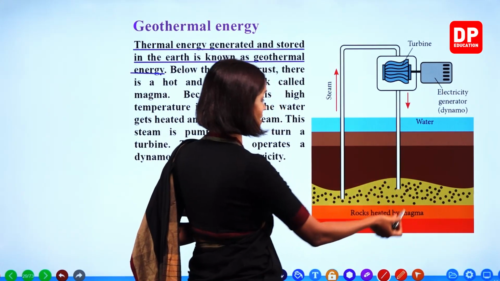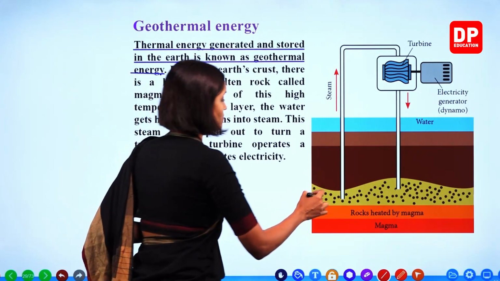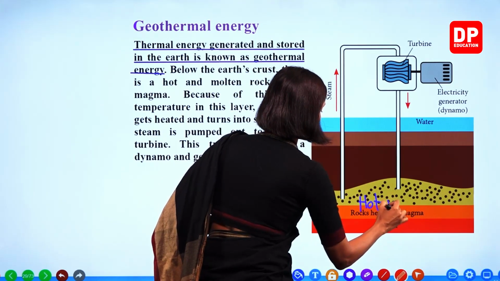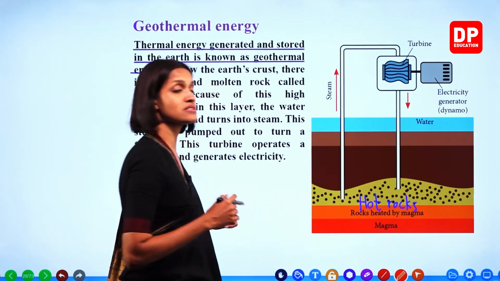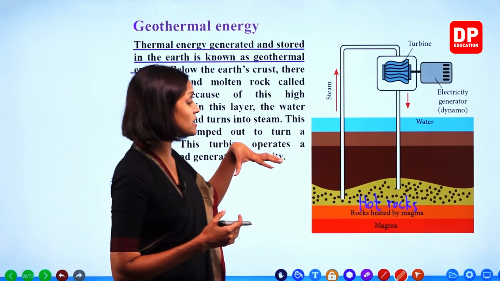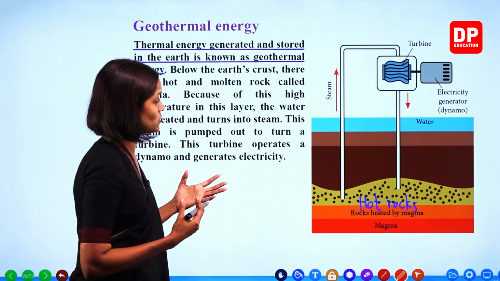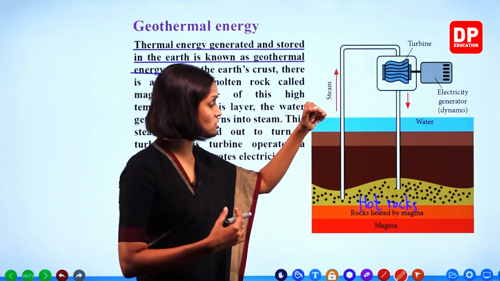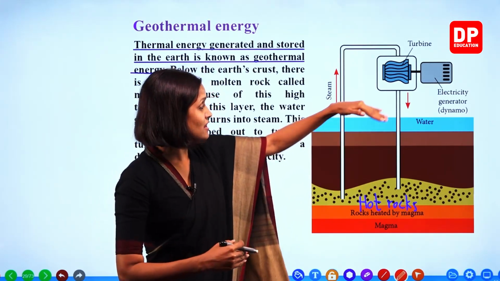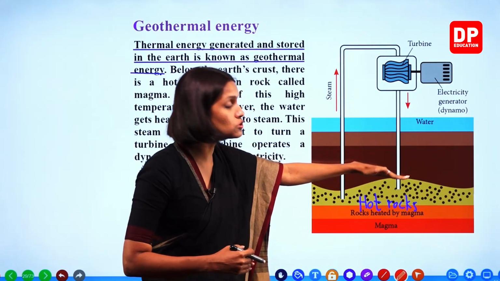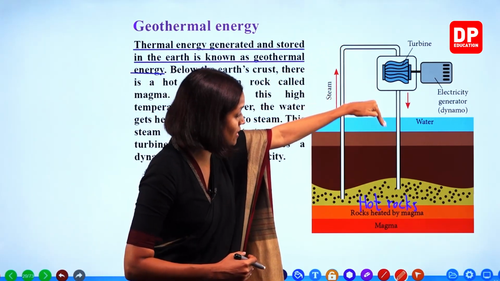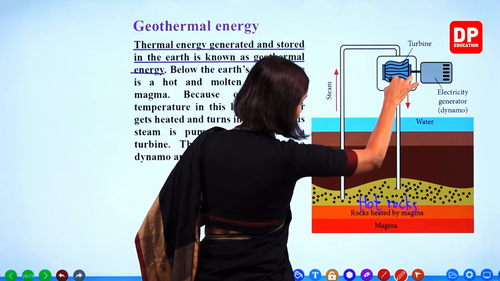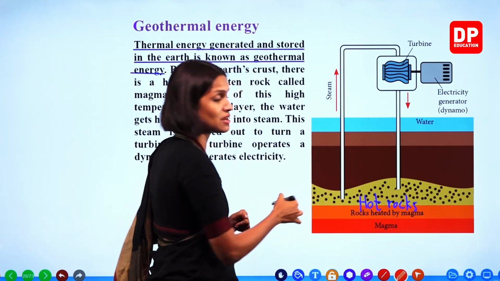These are the rocks heated by magma. These areas are known as hot rocks. So then there are special devices to identify these types of areas with hot rocks. So what we can do is, from one place we can identify those places with hot rocks, drill those places, and then send huge pipes through those places. From one side you send them in, and from the other side you take them out.